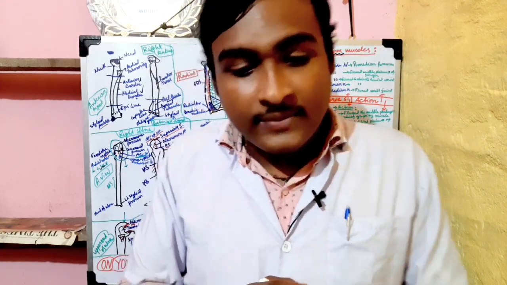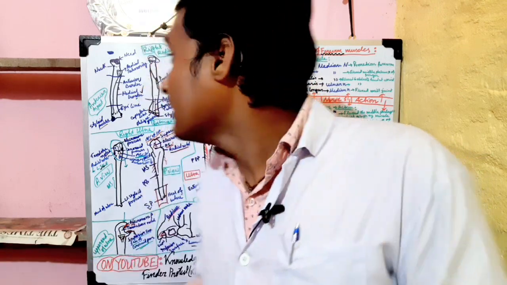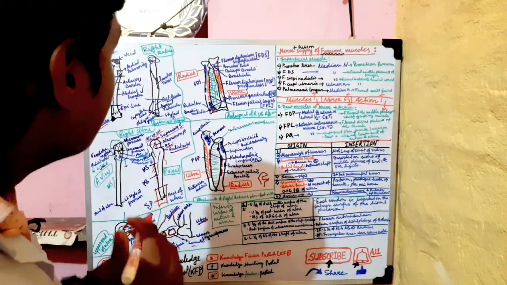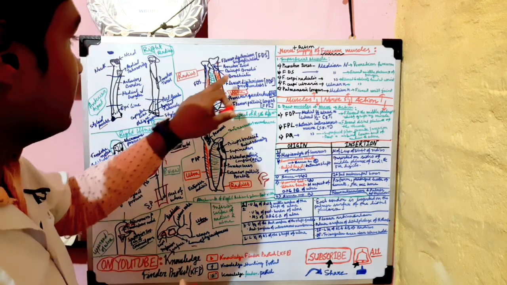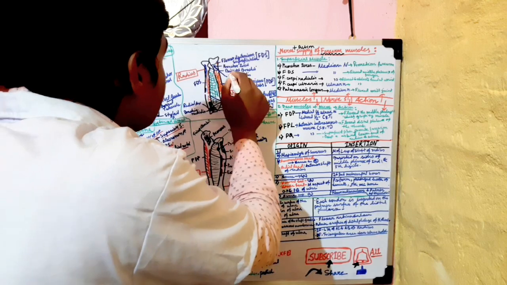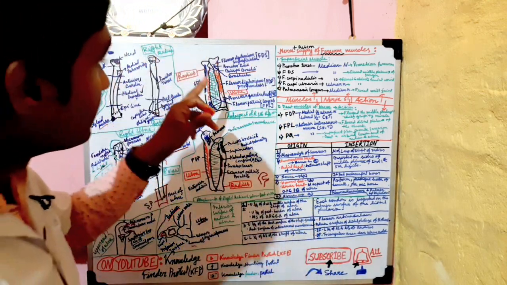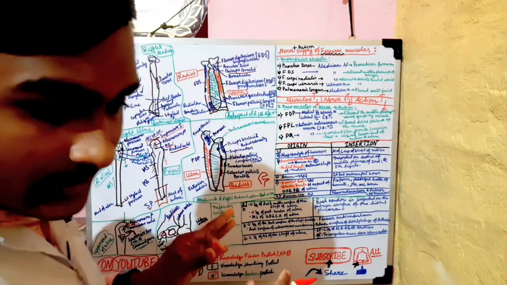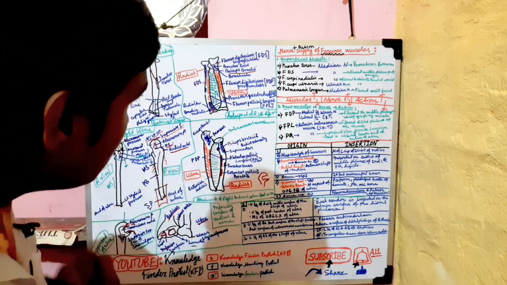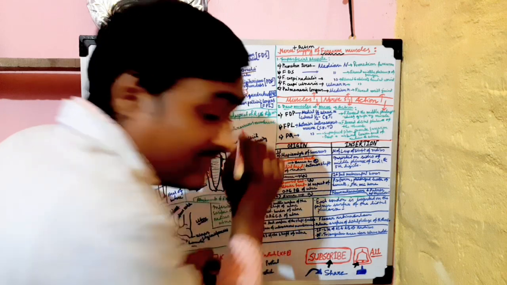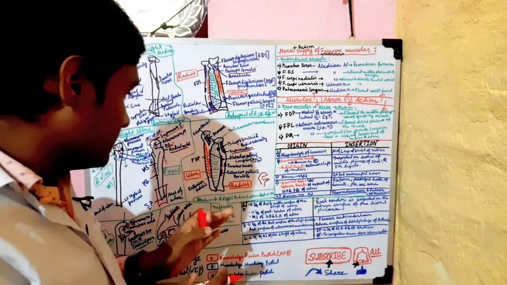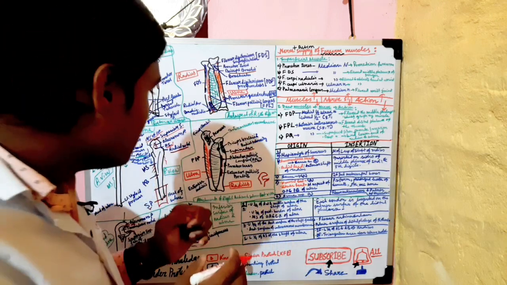The styloid process projects from the medial side. Here you can see the muscle attachments. In the radius, the biceps brachii is inserted into the radial tuberosity. The supinator is inserted into the upper part of the lateral surface of the radius.